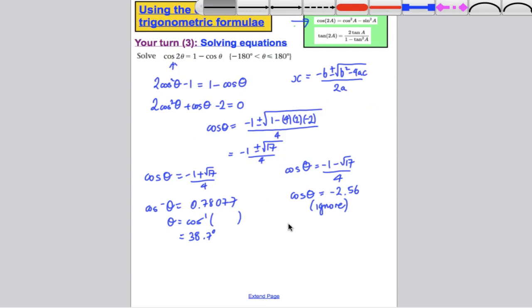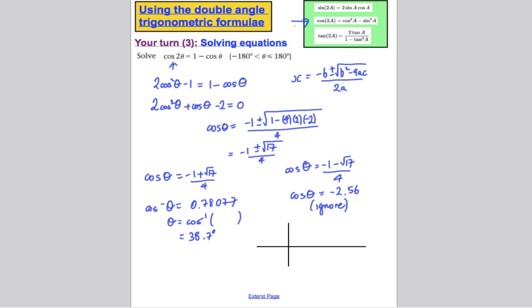Let's just check if there are any others. Draw yourself a cos graph. You're going between minus 180 and 180. So looking something like this. And you know 38.7 is an answer, which is here. So you know that by symmetry, negative 38.7 is also another answer. So your solution to this problem is that theta is equal to positive 38.7, and also that theta is equal to negative 38.7. And you're done.